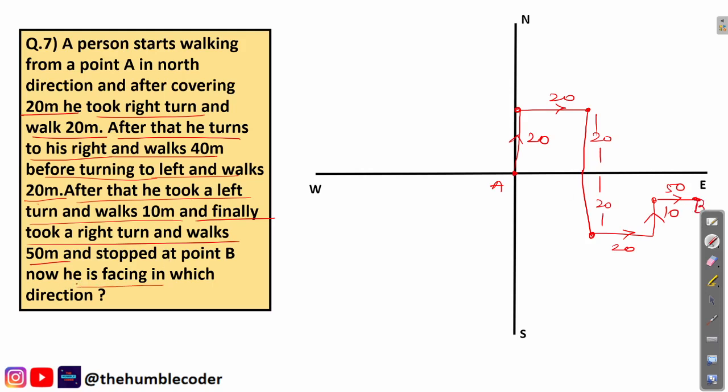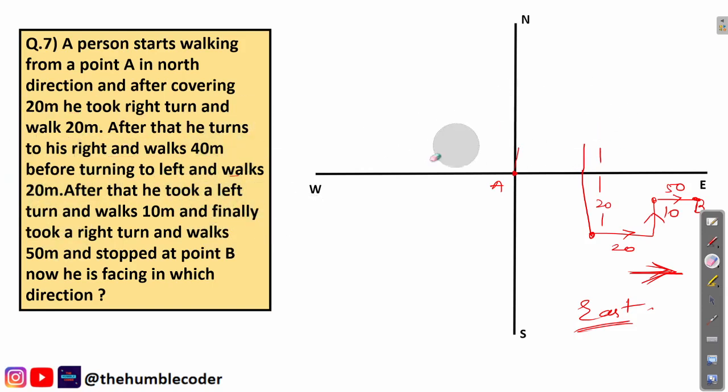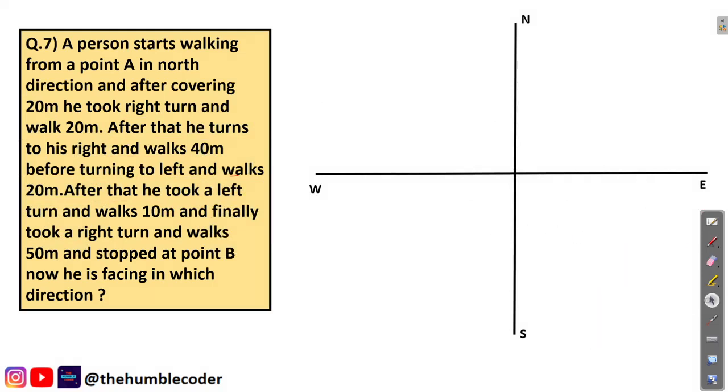Now he is facing in which direction? So basically we have to just tell in which direction he is now. So you can clearly see that he is facing this direction right now. So he is in the east direction. So the correct answer will be east. So in this way, directions are also regularly being asked in many questions, and these questions are very easy if you have practiced once. So make sure to have a good practice of these questions.